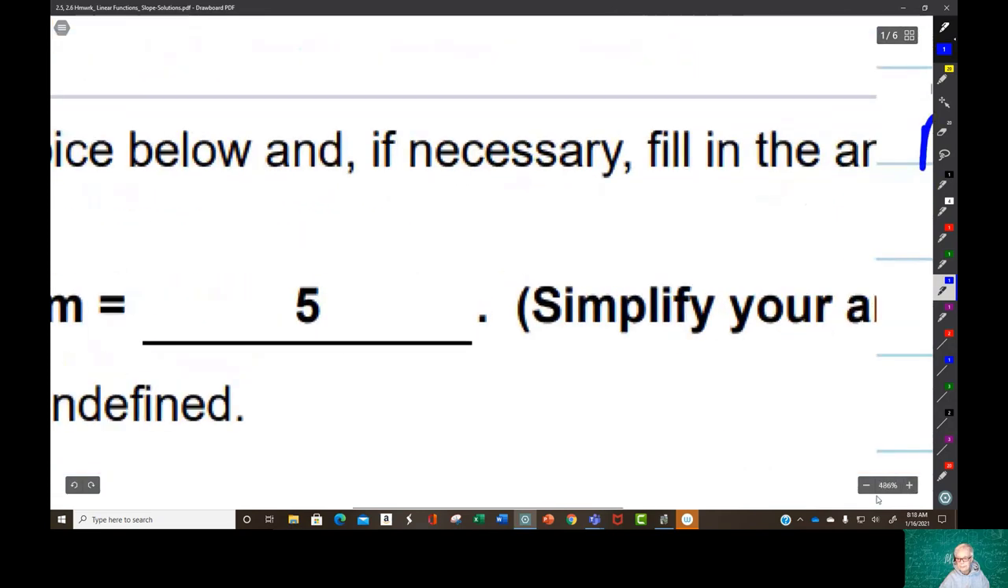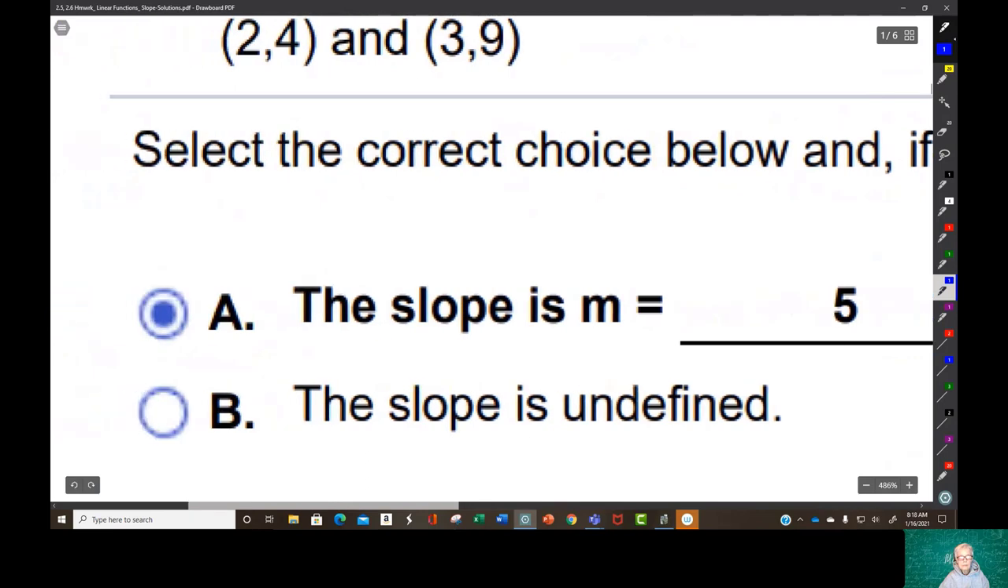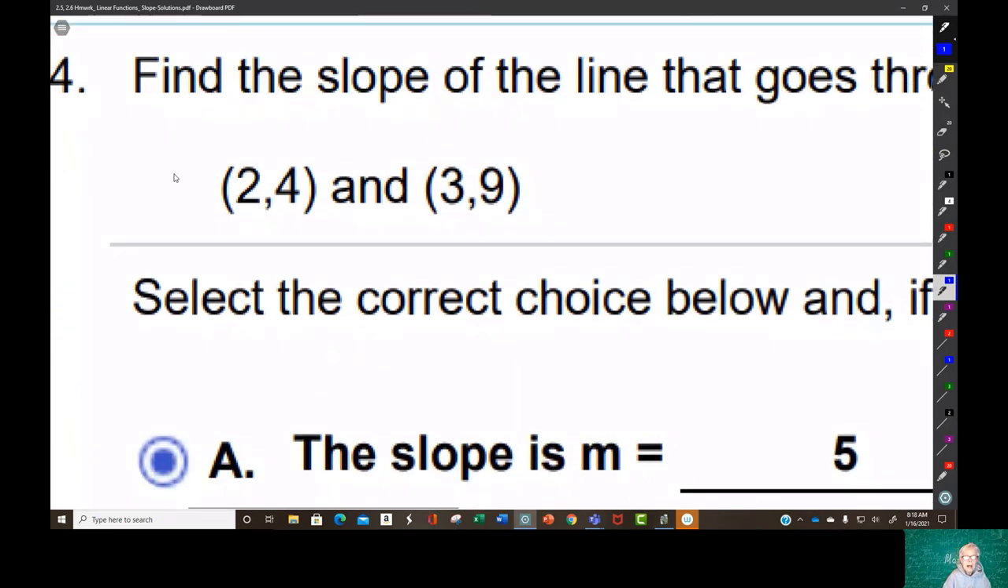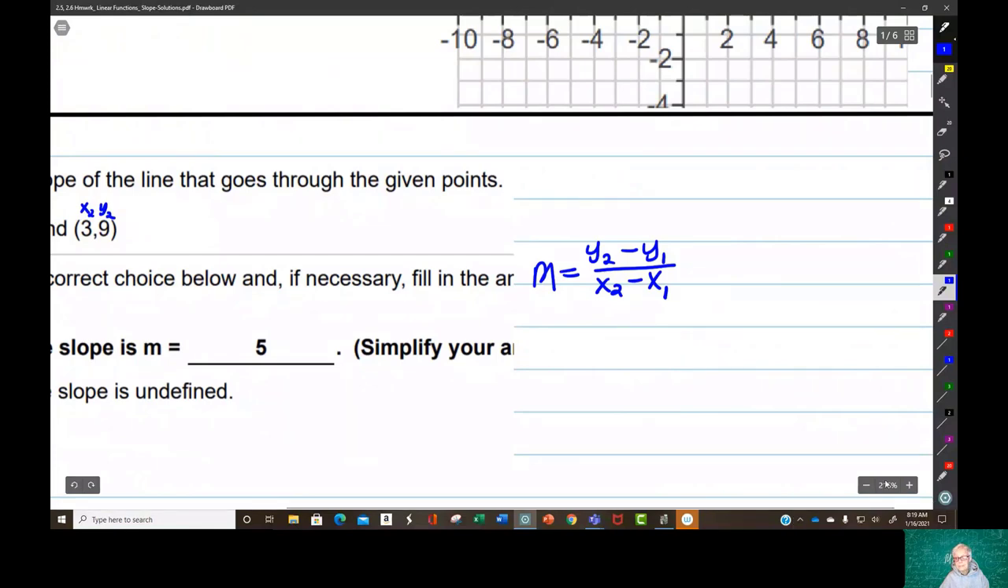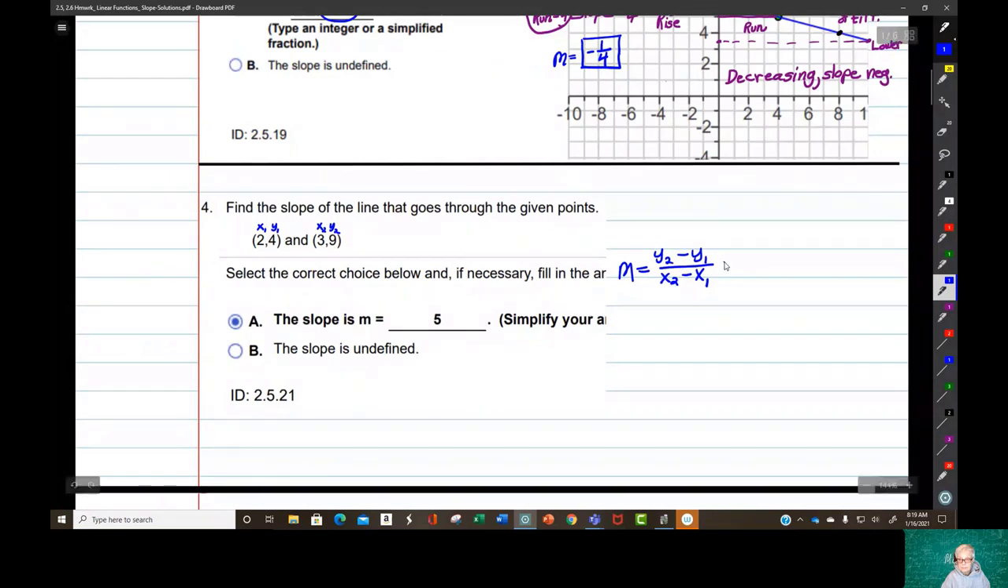And making this bigger for a minute. I have a reason. I almost always, unless there's some reason not to, I almost always let the point on the left be x1, y1, and the point on the right be x2, y2. So that really, this is just a matter of filling in the numbers. So we're going to have 9 minus 4 over 3 minus 2.